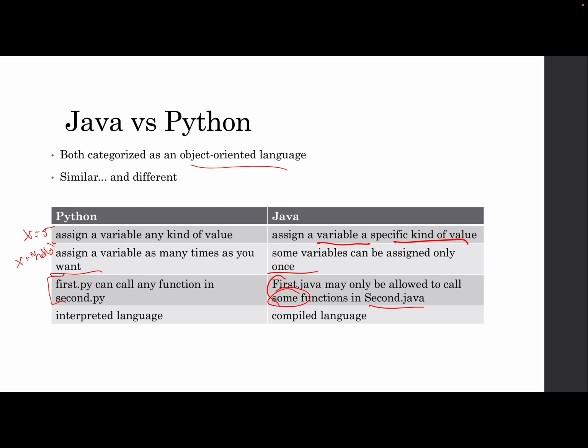Finally, Python is traditionally considered an interpreted language, while Java is considered a compiled language. I shouldn't say considered, it is a compiled language. And that's where we're headed next. All right, so we're going to take a look at what it means to compile a program.